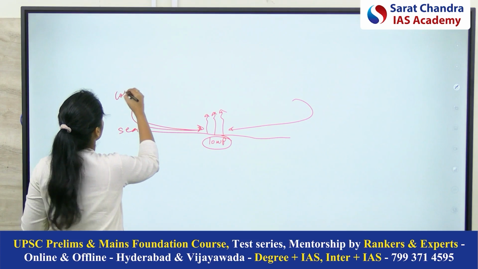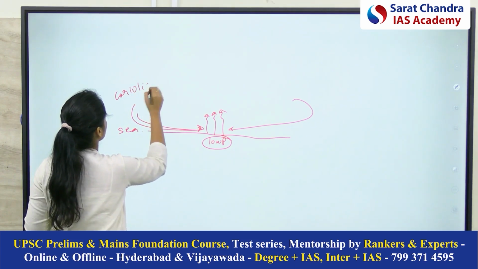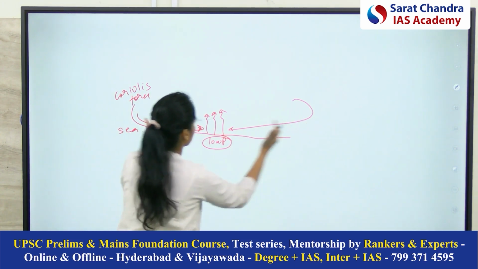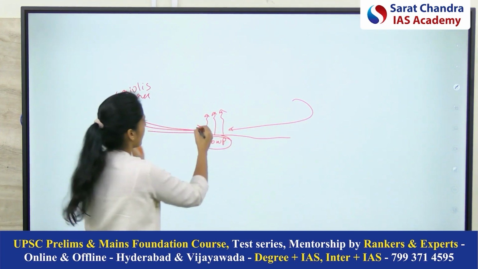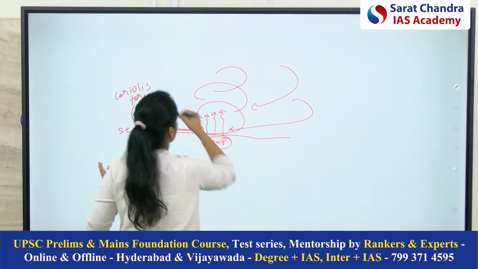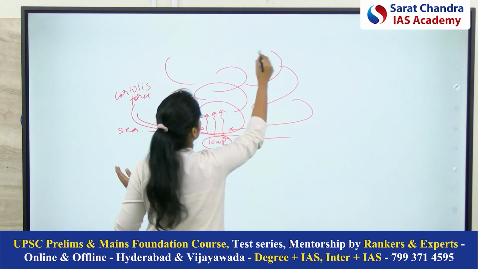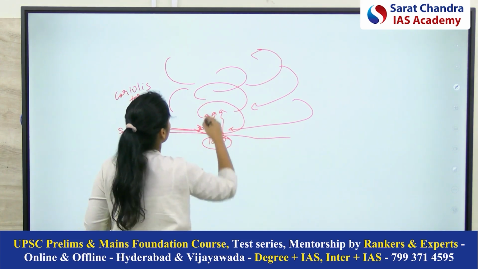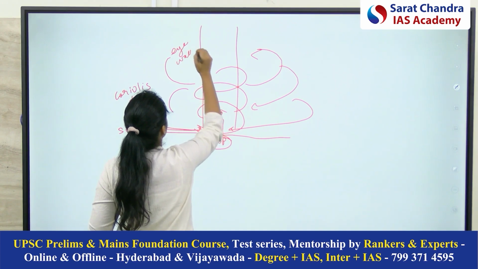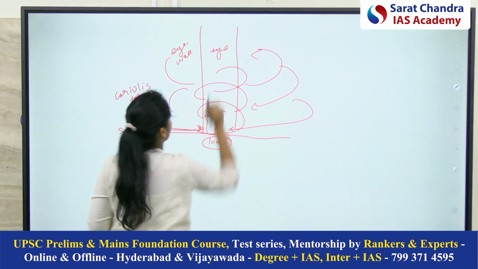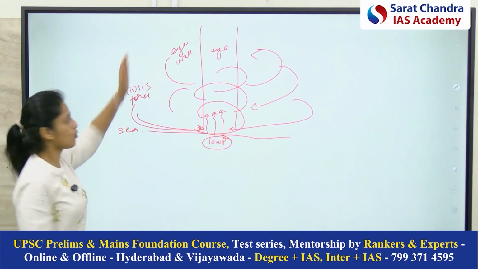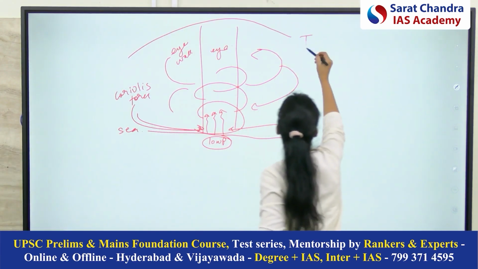Now because of Coriolis force, instead of coming in a straight direction, it will try to spiral. This air will come, it will spiral. This air will come, it will spiral. As a result, this will create an eye of cyclone, and this is the eye of cyclone. In this way, the height of cyclone goes on increasing, and this is the tropopause.